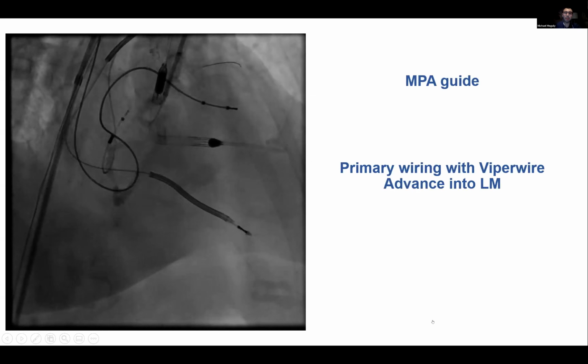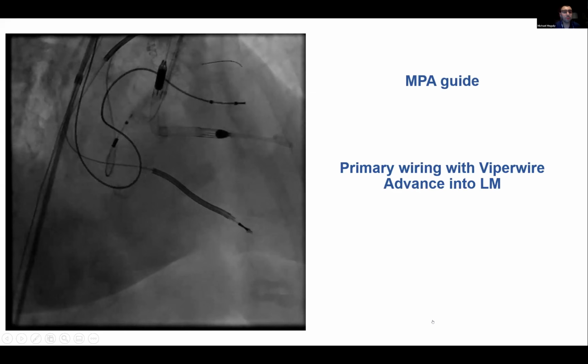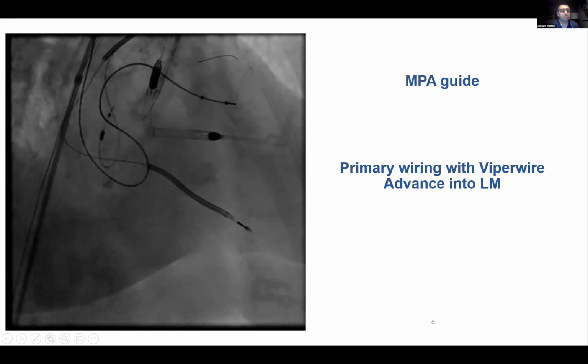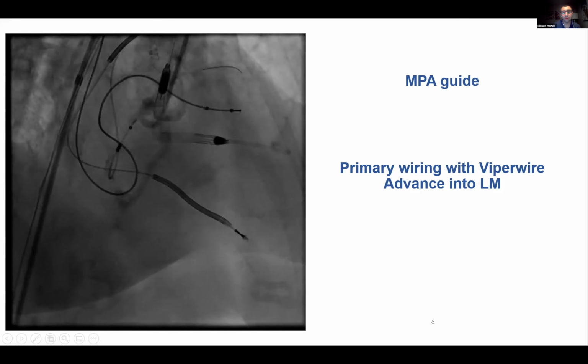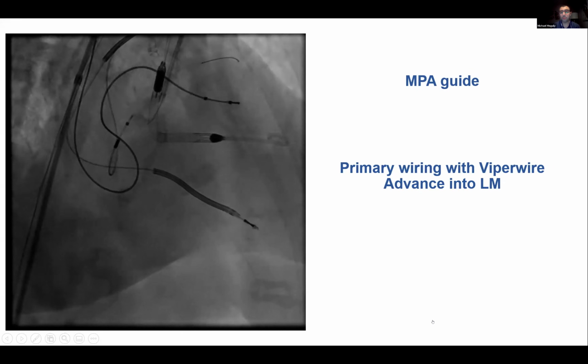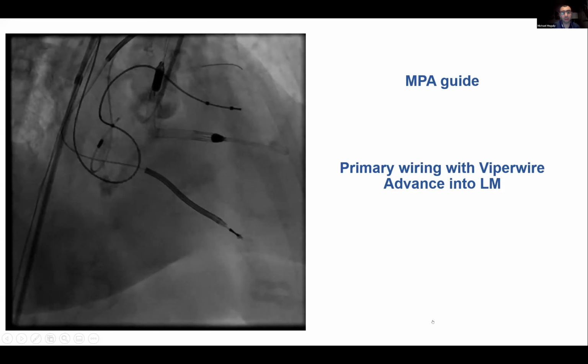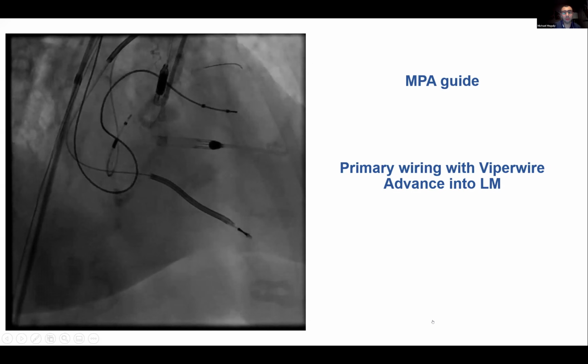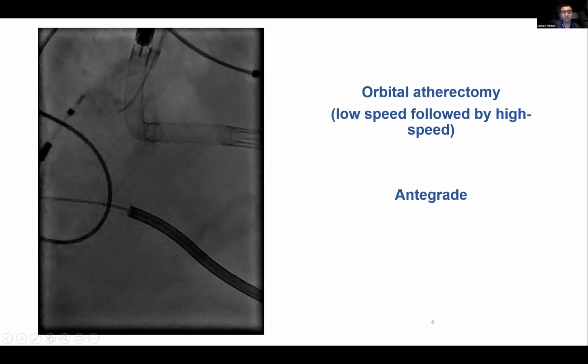So this is what we did. We used an MPA guide, which is actually pretty good for an anomalous ostium coming from the right cusp. Then we did primary wiring with the ViperWire Advance. We decided to start with the left main first, and then we did orbital atherectomy into the left main.